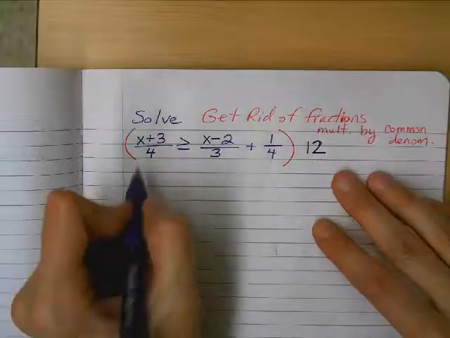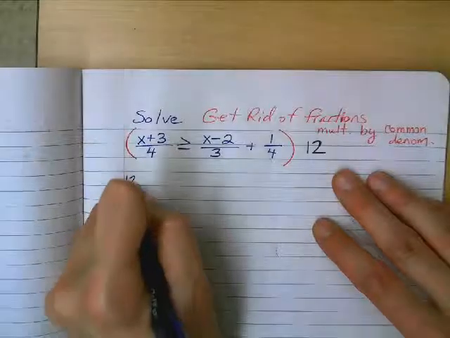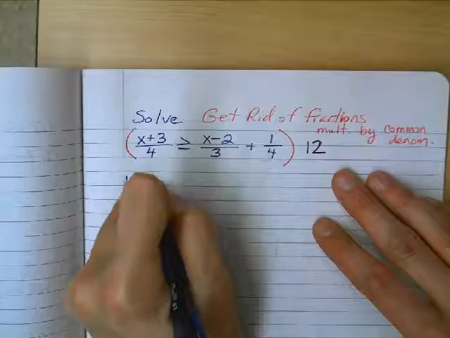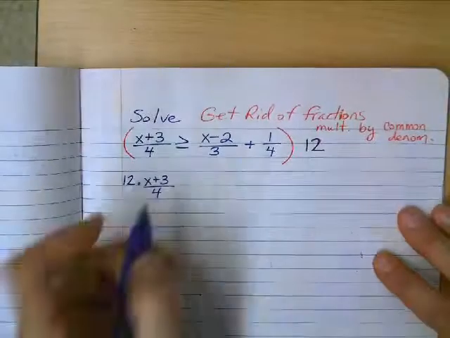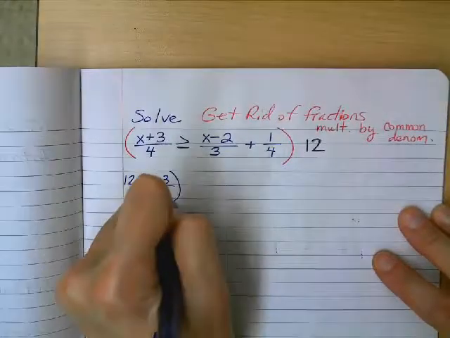Okay, so if you take 12 times the first fraction that says x plus 3 over 4, what happens if you take 12 times this first fraction?